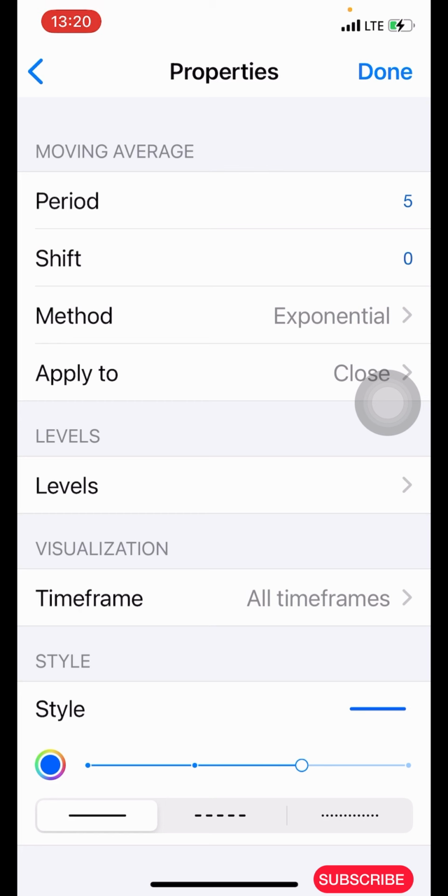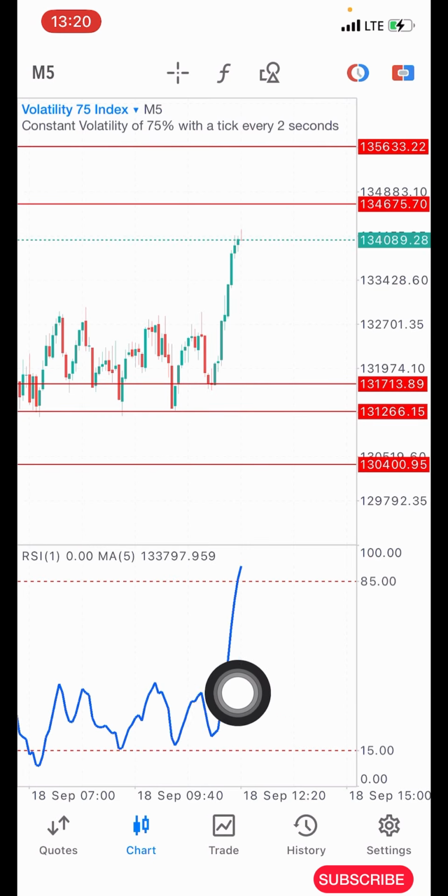So now you search and click on moving average. These are the settings for this one. The period is 5, shift is 0, method is exponential, apply to close, time frame is all time frames, style color blue, 3 pixel, and you are done with it. You can see it's moving the same as the price.